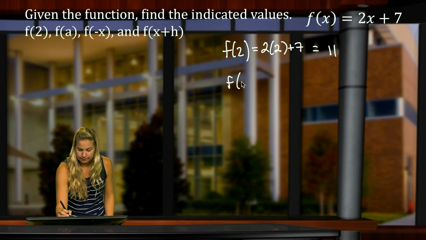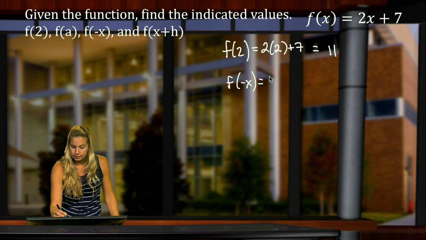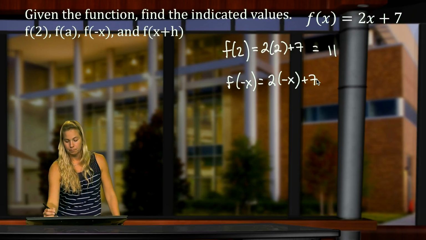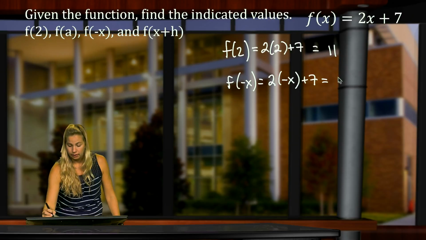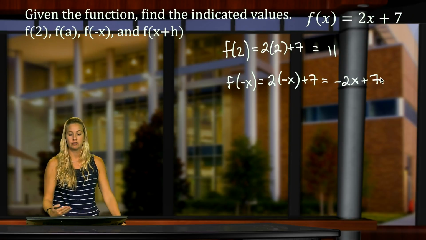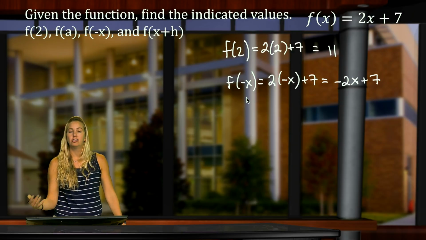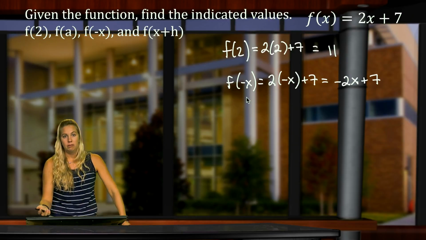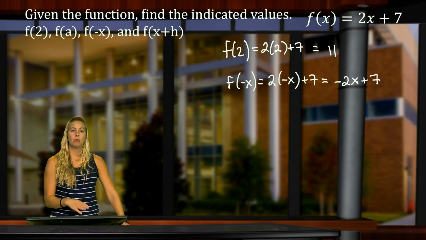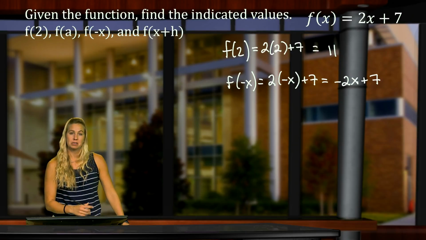So I'm going to skip to f of negative x just so that we can get through all of our examples. This is 2 times negative x plus 7. 2 times negative x is negative 2x plus 7. So we see that when we changed from a number to a variable expression, we no longer got just a number out. So that's okay. As you learn more about function notation, you'll learn what that actually represents, but we're not going to get into that right now.